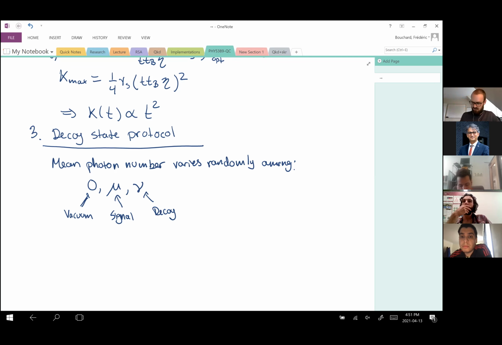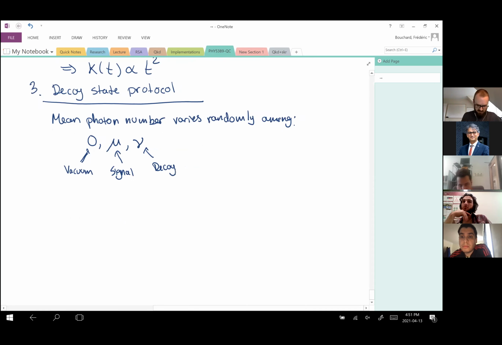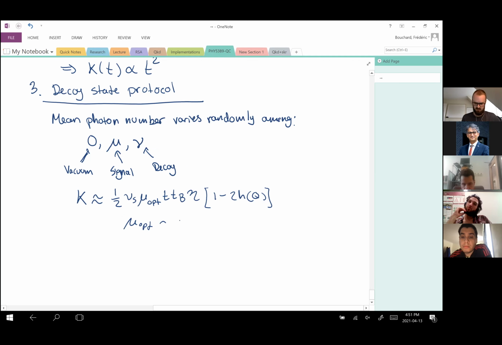And in that way, what you get is a secret key rate that will look something like that. That's when you optimize your mu. K is approximately eta times (1 minus 2 H(Q)), where mu optimal is equal to 1/2. And then what you see now is K scales linearly with T.